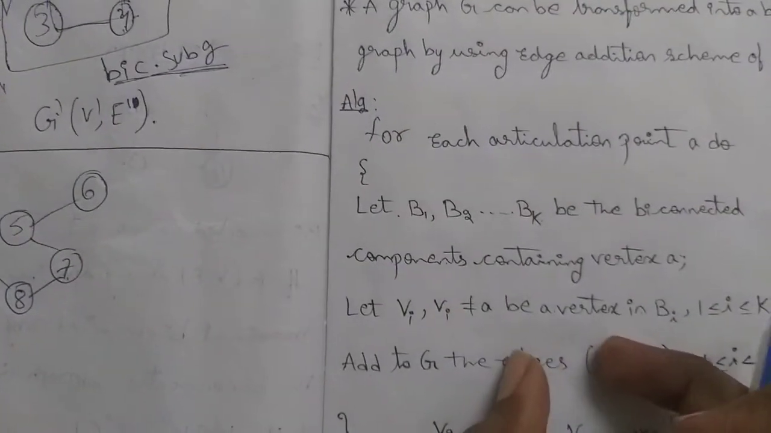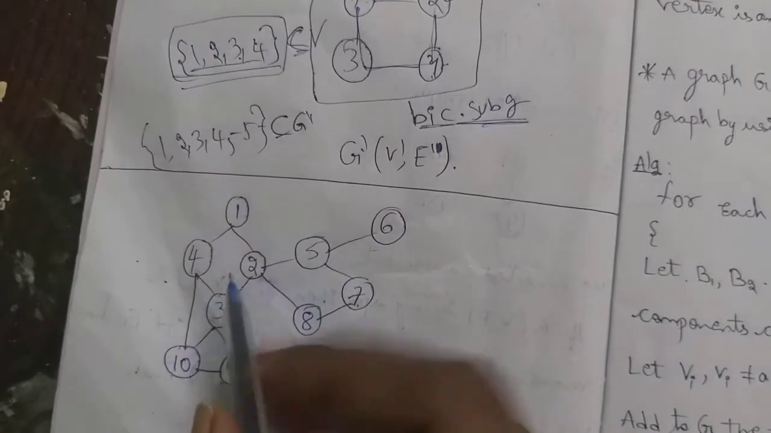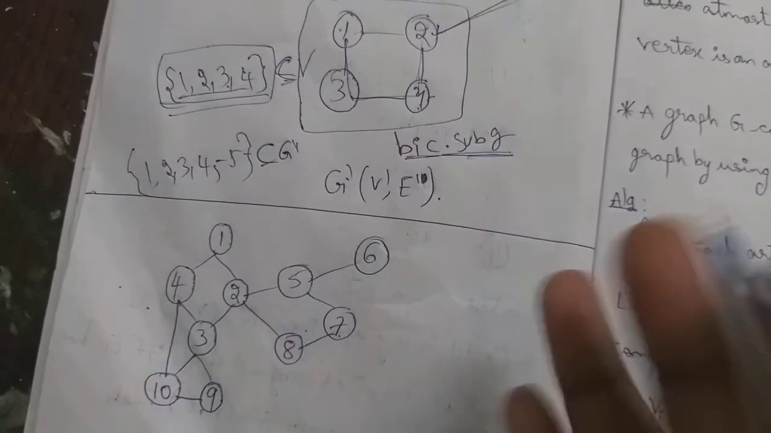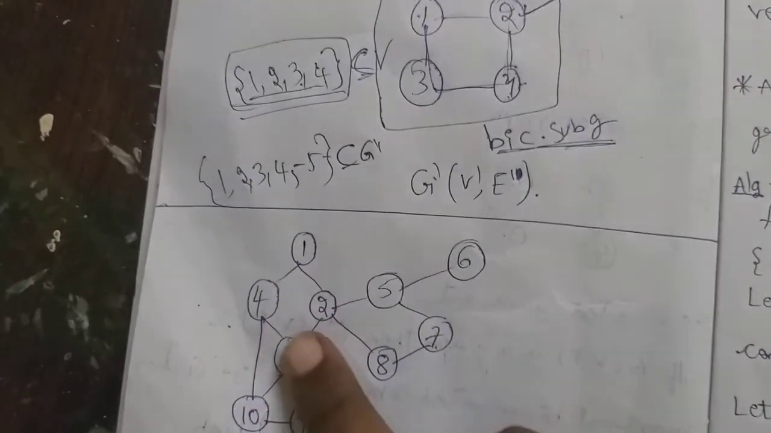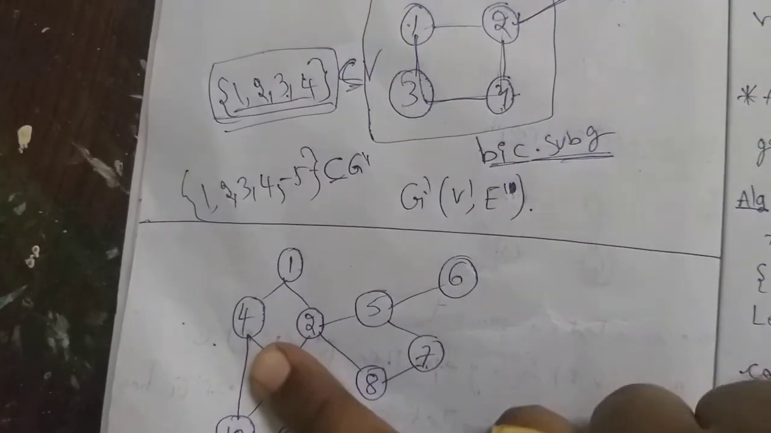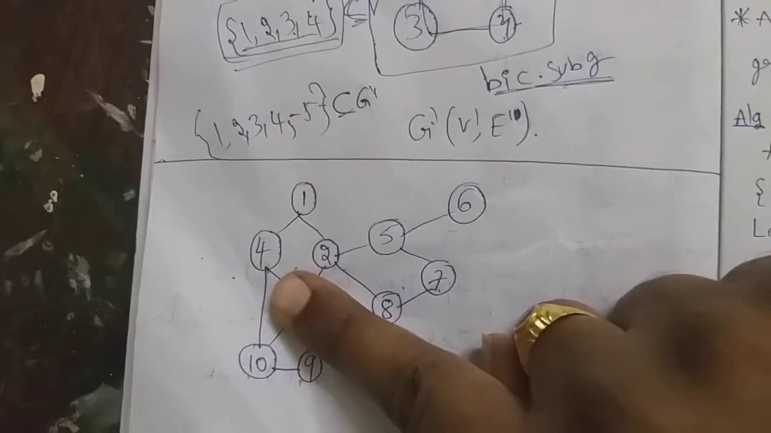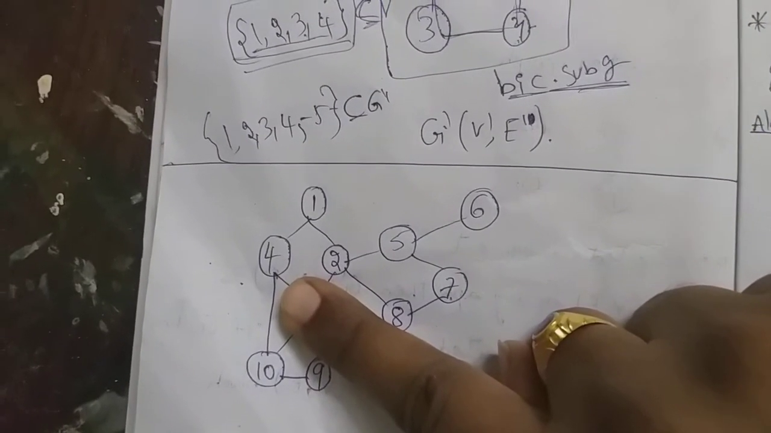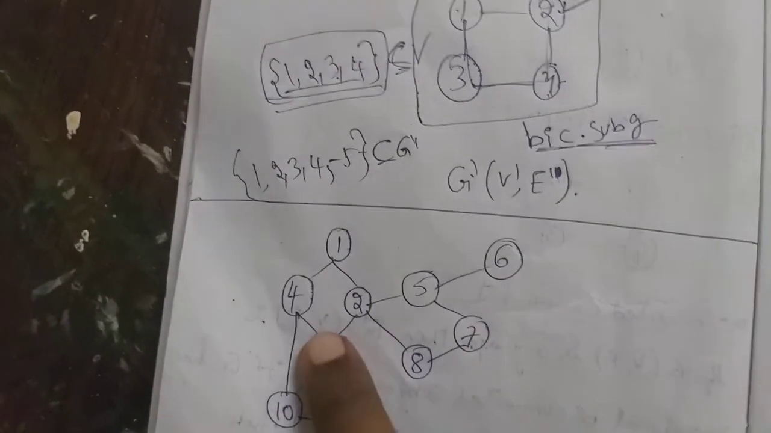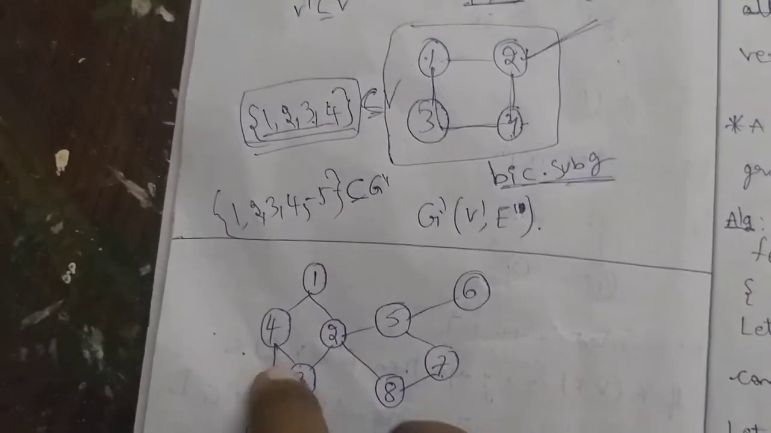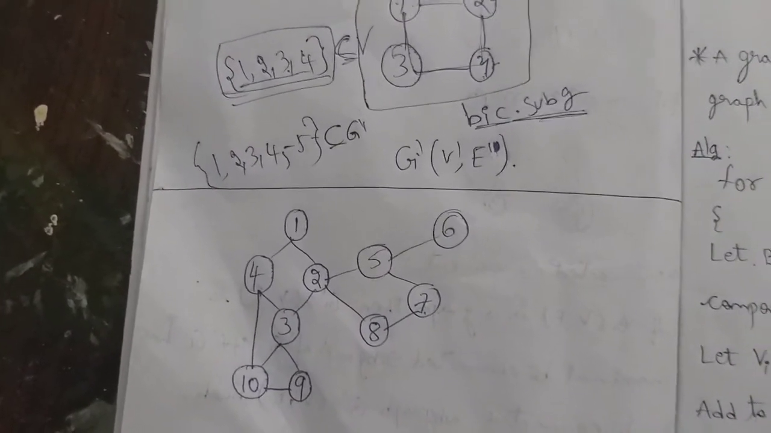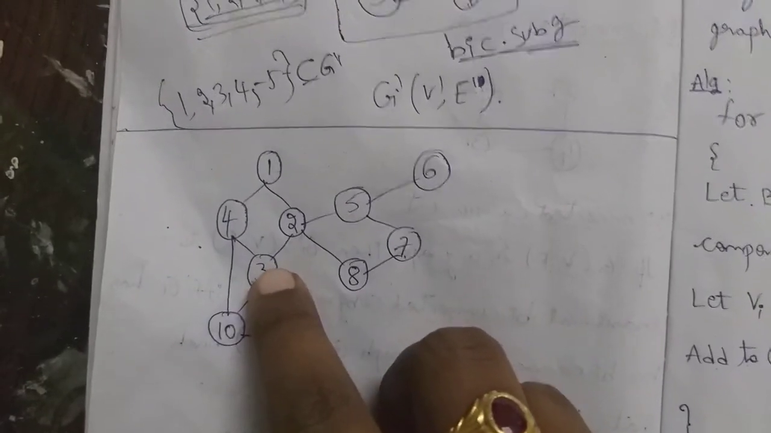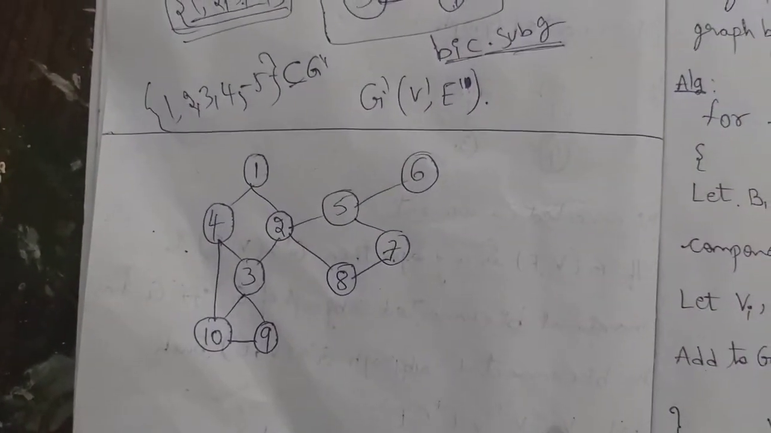Once this edge addition scheme is completed, vertex 3 is no longer an articulation point. If you observe now, if I delete 3 with all the 4 edges incident on it, even then the graph is not disconnected. If you remove 3, there exists a path from 10 to 9, 10 to 4, 4 to 9, and for all the remaining vertices there is a path. Once this edge addition scheme is completed, the considered articulation point is no longer an articulation point.